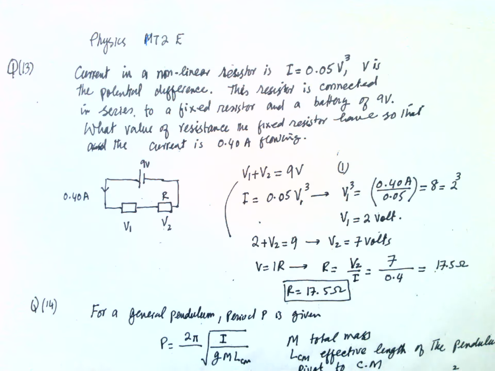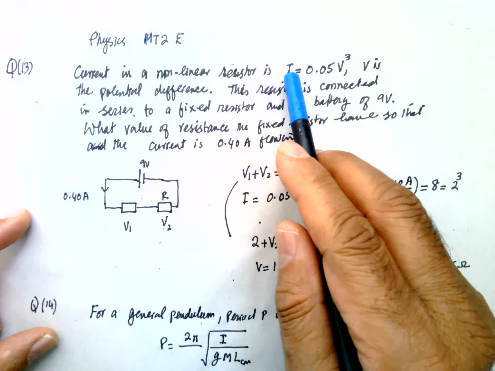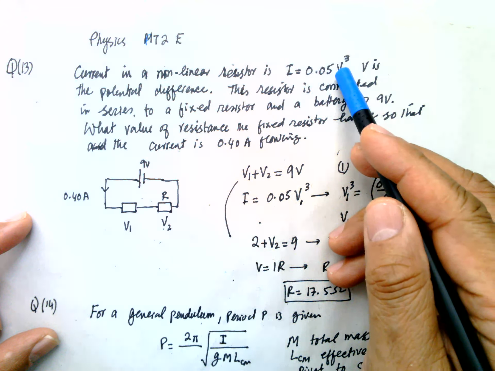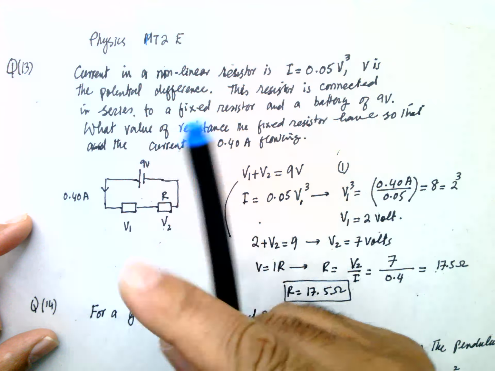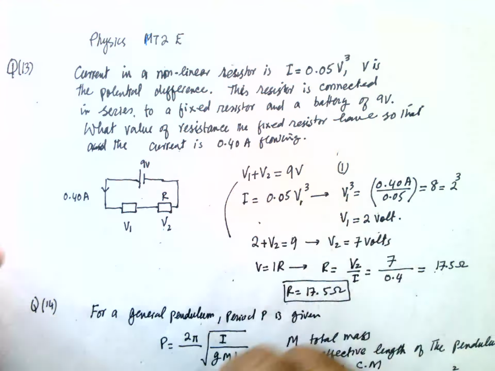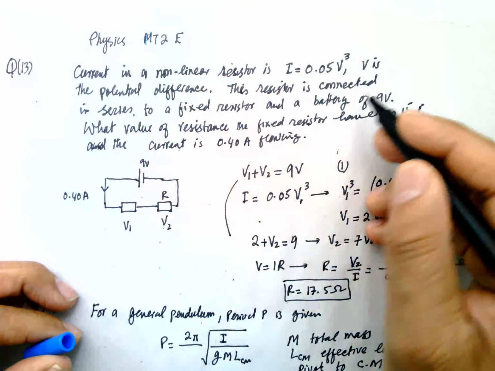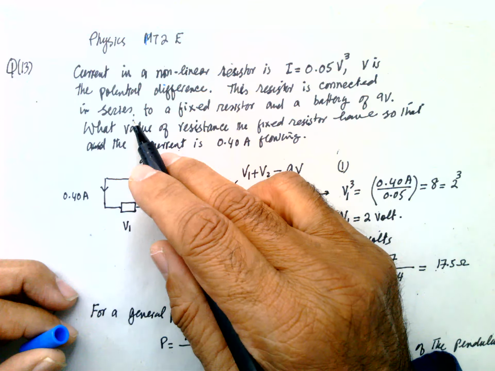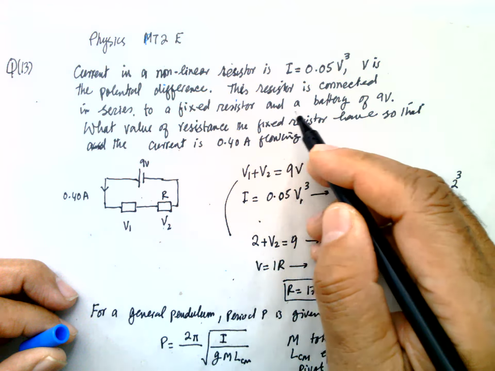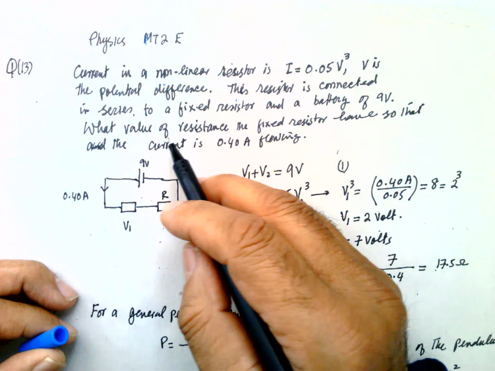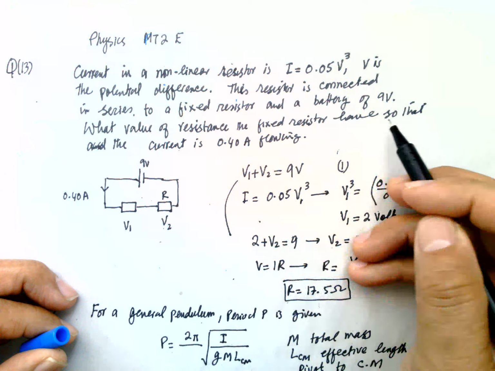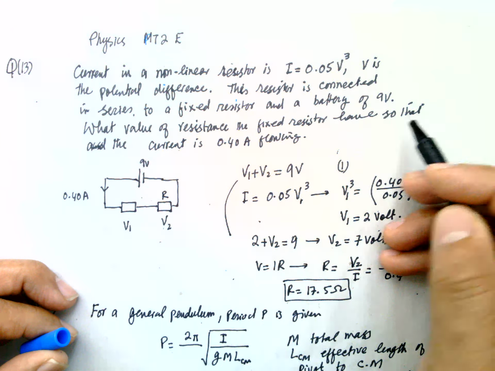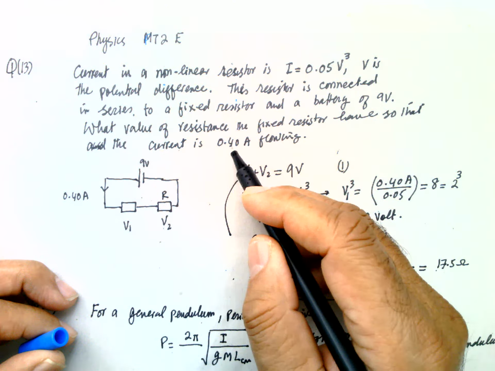The question is question number 13. The current in a non-linear resistor is I = 0.05 V^3, where V is the potential difference across the resistor. The nonlinear resistor is connected in series with a fixed resistor, and a battery of 9 volts is connected. What value of the resistance does the fixed resistor have to have so that the current is 0.40 amp flowing through the circuit?